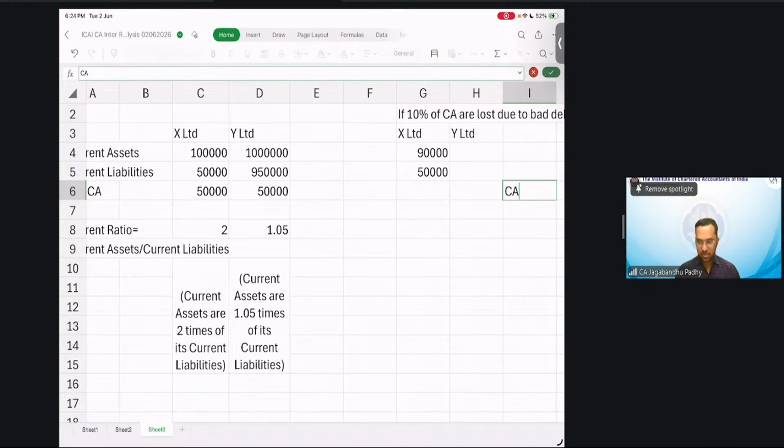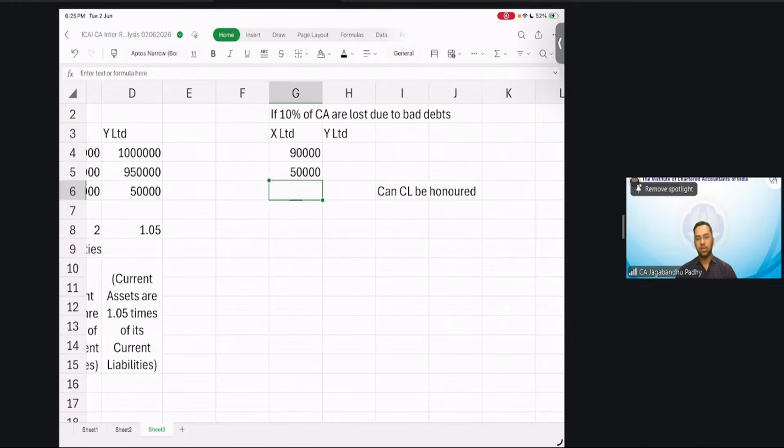So now my question is, can the current liabilities be honored, guys? If X Limited has 90,000, of course yes, it can be honored, because to pay 50,000 we definitely have a good amount of 90,000 as current assets. But what will be the value of current assets of Y Limited if 10% of current assets are lost?